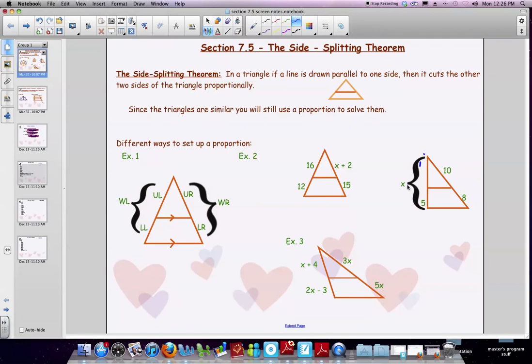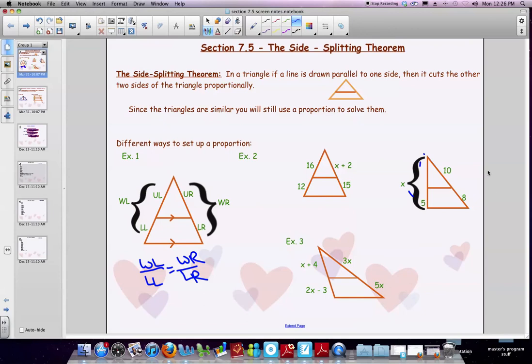For example, on this one, they give us that the whole left side is x. So we can use the whole left side as one piece of our proportion. If we use the whole left side over the lower part, the lower left side, then on the other side we have to use the same thing. If we're using the whole left, we have to use the whole right, and since we're using the lower left, we have to use the lower right.